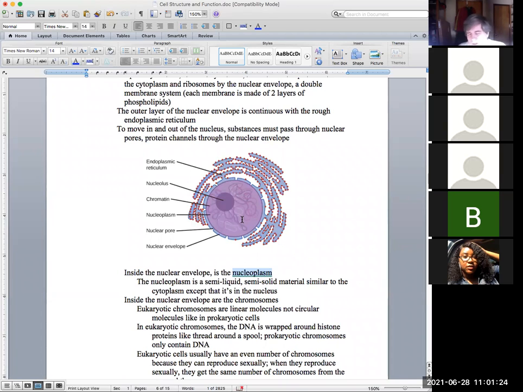People have 46, chimpanzees have 48. There's one type of lily that has 96. There's one type of rabbit that has 44. There's one type of snake that has 18.